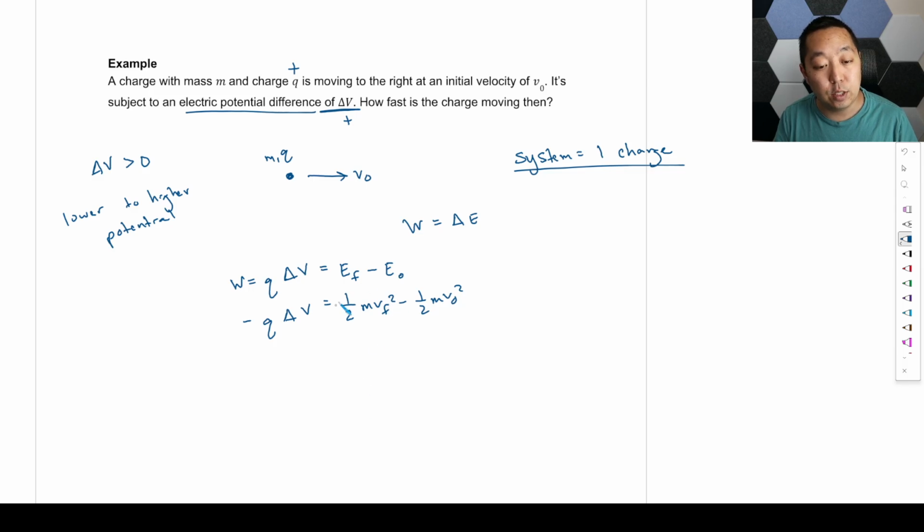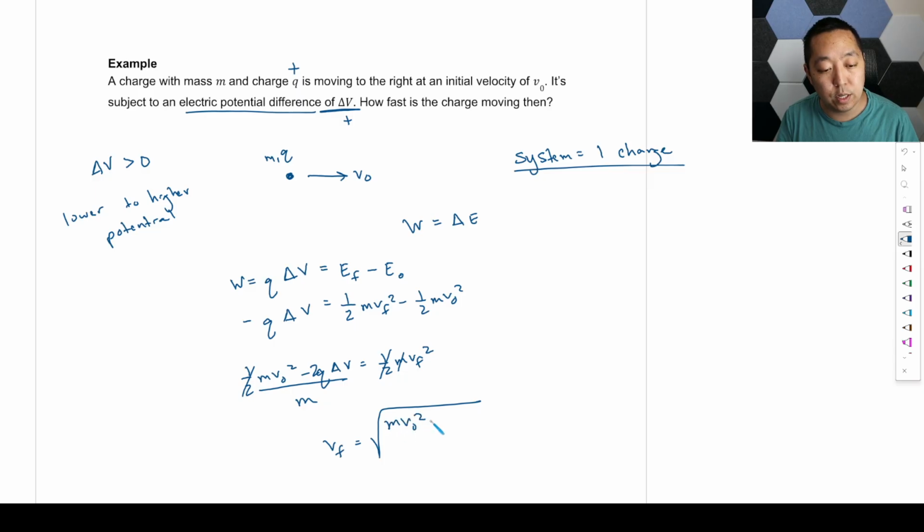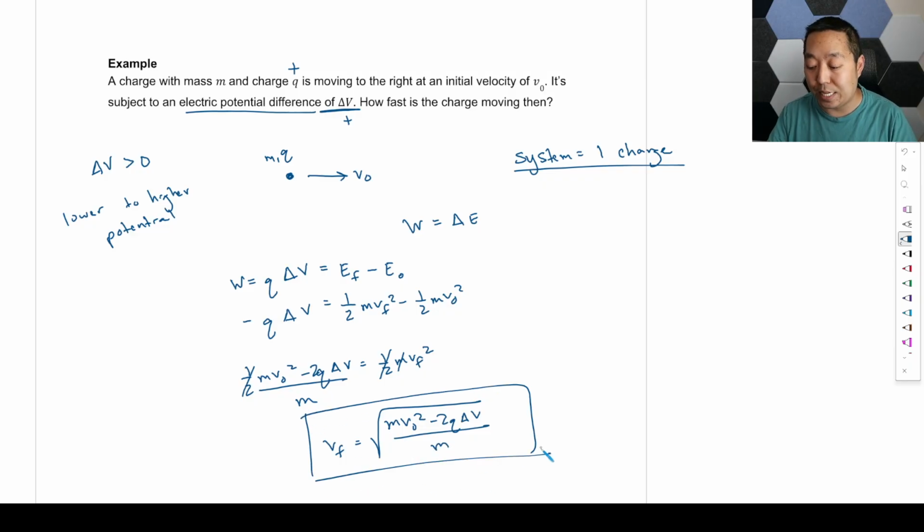So then what we're going to do is move the 1/2 mv0 squared to the other side. So 1/2 mv0 squared. We're going to lose this much energy, and we're going to be left with this final kinetic energy. Multiply by 2, make that 2, and then divide by m, and then take the square root. So it'd be the square root of v0 squared minus 2q change in potential over m. And that makes sense that we should have lost some speed given what we just described here.